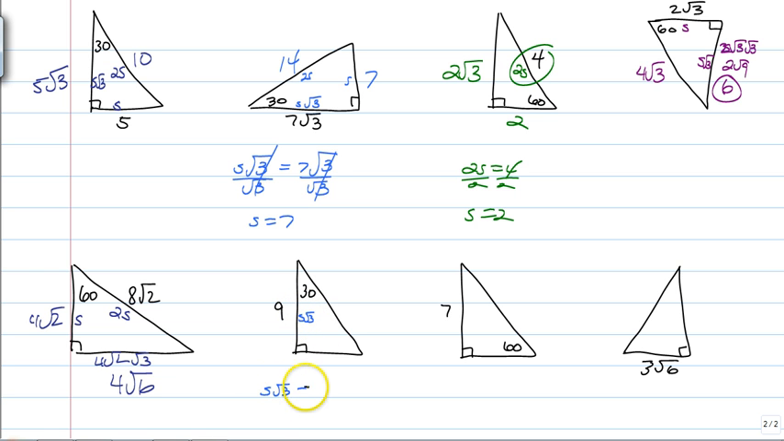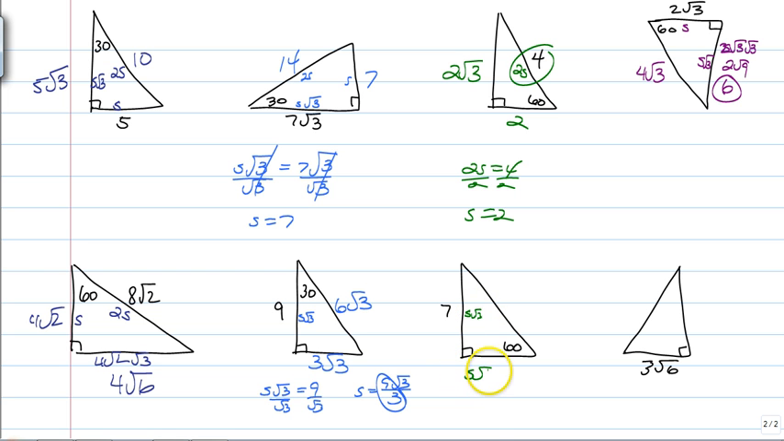This next example, this is your S root 3. So our S root 3 is equal to the number 9. If we divided both sides by the square root of 3, we would get S is equal to 9 root 3 over 3, which we can see would simplify to 3 root 3. And 3 root 3 times 2 is 6 root 3. Again, gotta have strong radical skills.